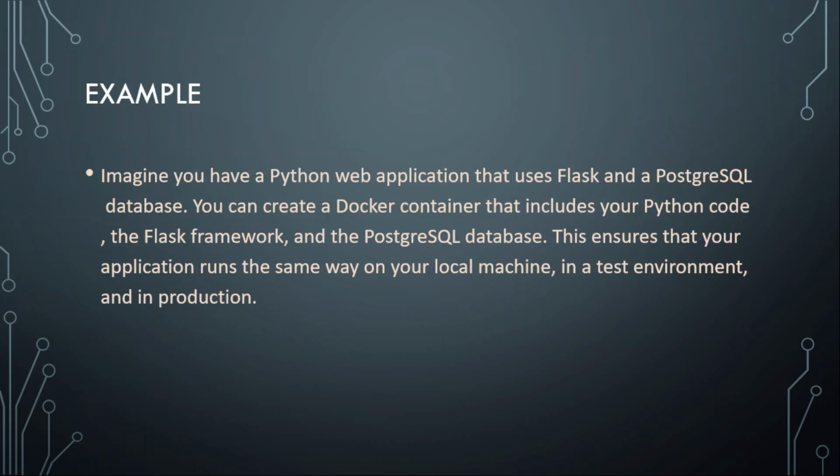So let's see an example of it. Imagine that you have a Python web application that uses Flask and a PostgreSQL database. You can create a Docker container that includes your Python code, the Flask framework, and your PostgreSQL database, so that this ensures your application runs the same way on your local machine, in a test environment, as well as in production.